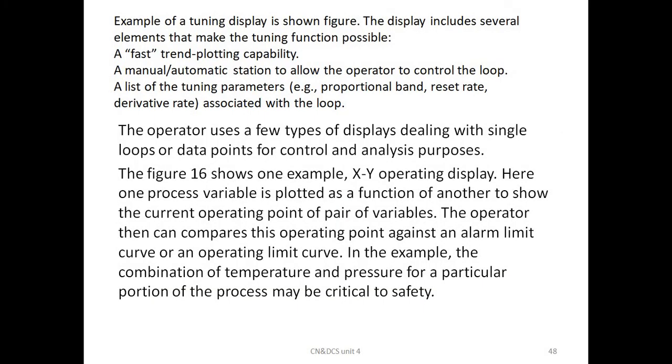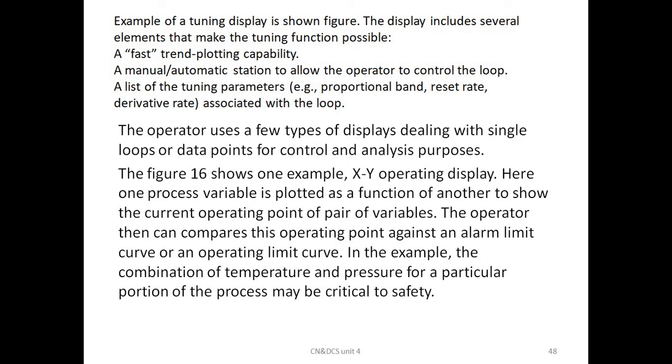Here the operator uses a few types of display dealing with single loops or data points for control and analysis purposes. In the figure, the X-Y operating display, one process variable is plotted as a function of another to show the current operating point of a pair of variables. The operators then can compare this operating point against an alarm limit curve or an operating limit curve.